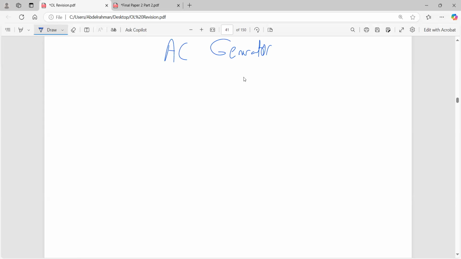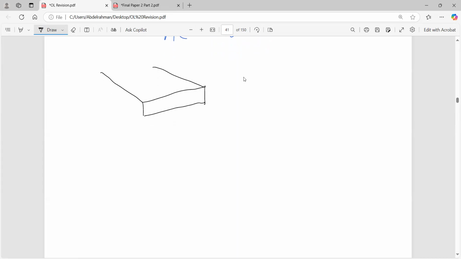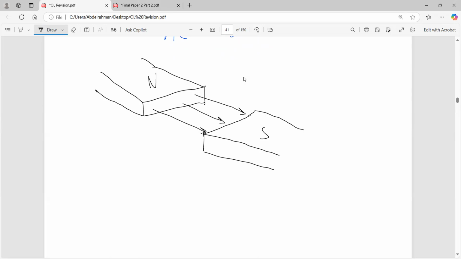Let's draw it in a much simpler way, in a 3D representation. Let's draw a 3D magnet. This is the North Pole, and then you have a South Pole on this end. The direction of the magnetic field is from the North Pole to the South Pole.